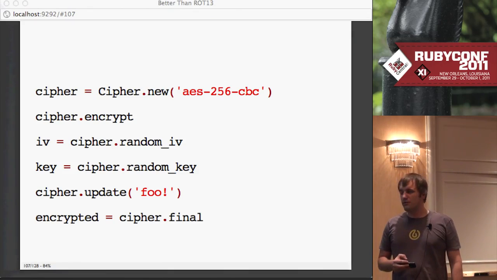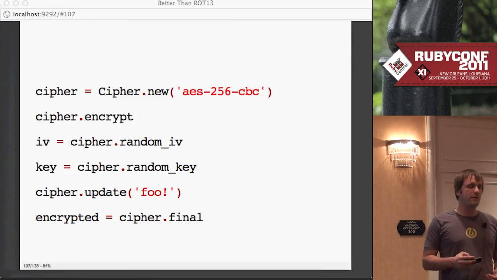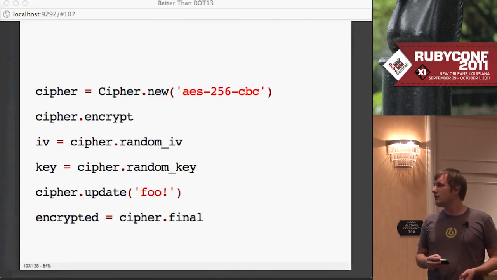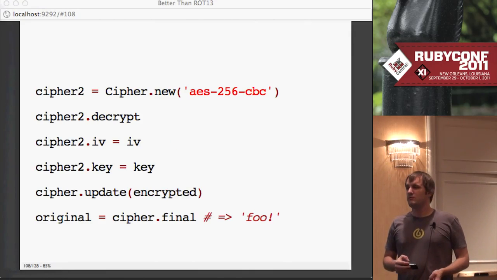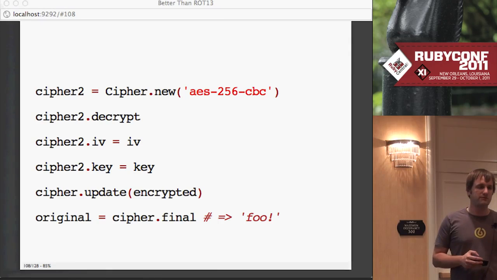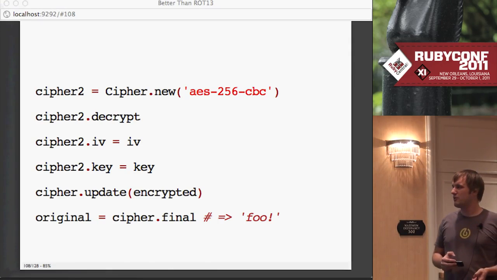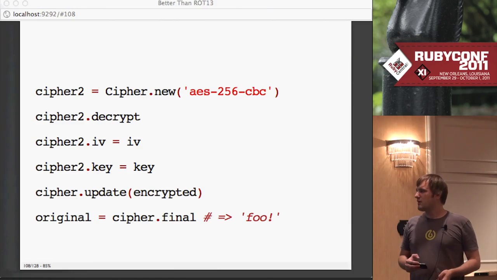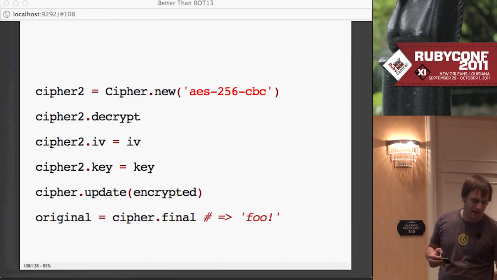And then call .final to apply the padding. And now you have a bunch of bits that are usually not printable, so you usually want to base 64 encode those. And then decryption is very similar. You create an object, you tell it, okay, you're going to do decryption, you tell it what the initialization vector is, the key, and then you update it with the crazy weird string that is generally not printable, and call final, and you get foo bang back.